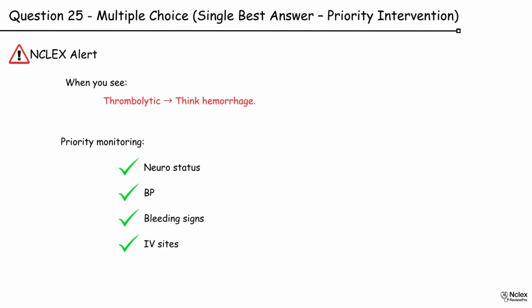When you see thrombolytic therapy, think hemorrhage immediately. Priority monitoring includes neurological status, blood pressure, signs of bleeding, and inspection of intravenous sites. The exam often hides subtle neurological changes as the first sign of intracranial bleeding.